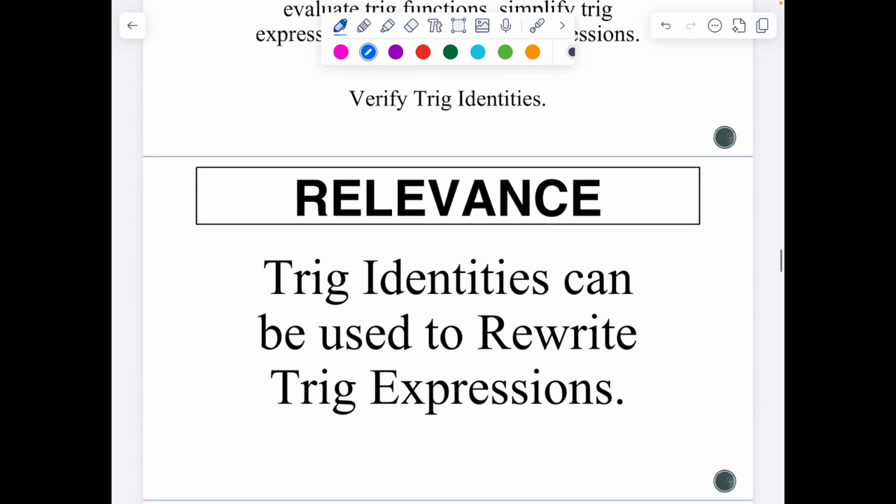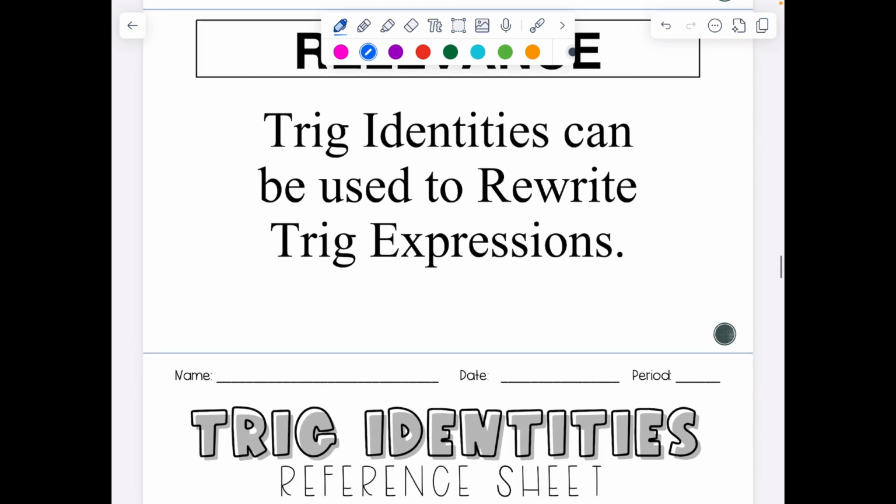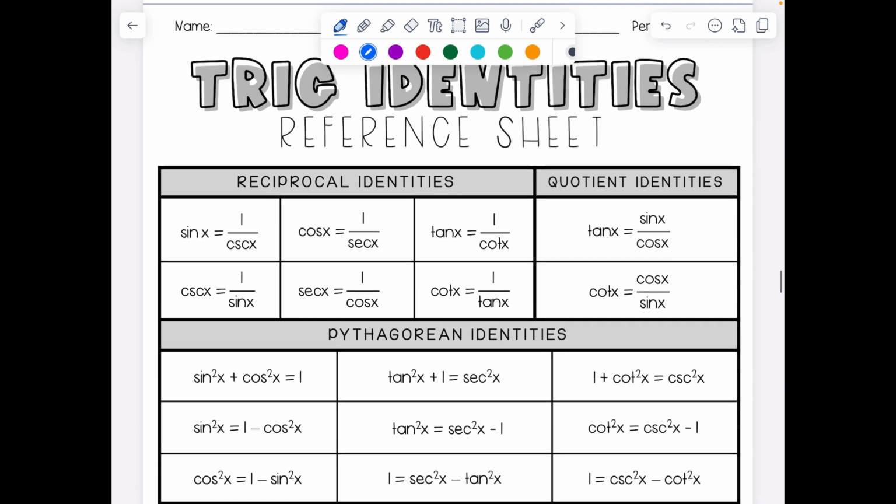So the reason that we want to do this is to be able to rewrite trig expressions. If you understand what's happening and how to make it simpler with your trig identities, it helps it go much quicker. So here's the trig identities reference sheet.